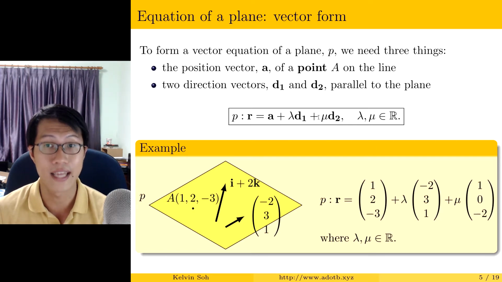Unfortunately, unlike the line where the vector form is pretty clear-cut, we don't really like the vector form of our plane. This is because there are many direction vectors hidden inside a plane.